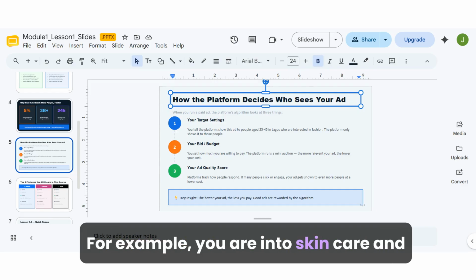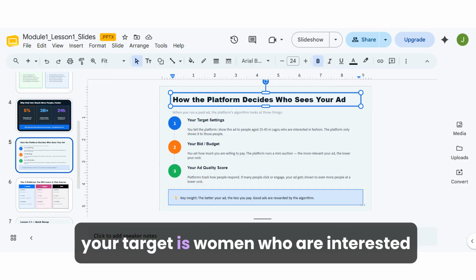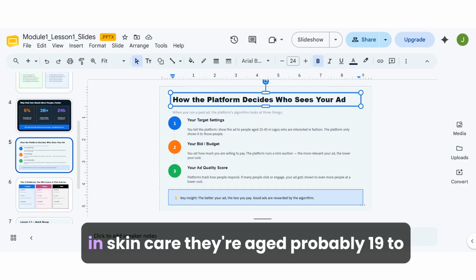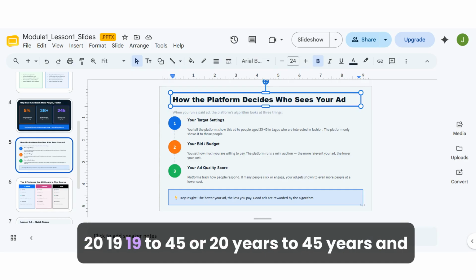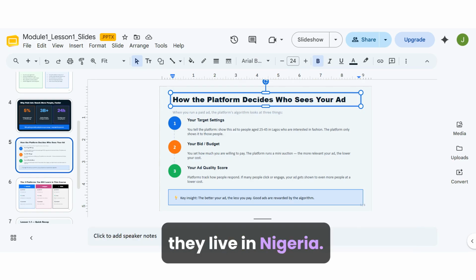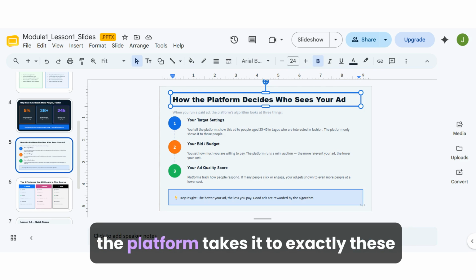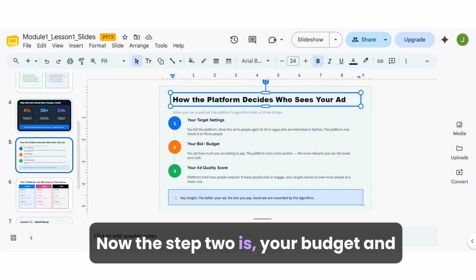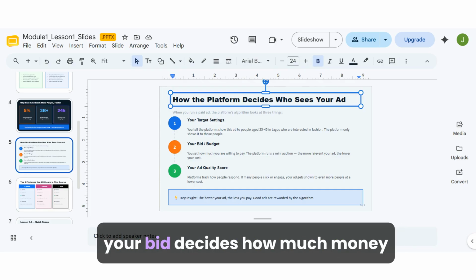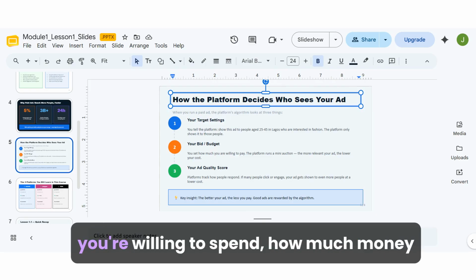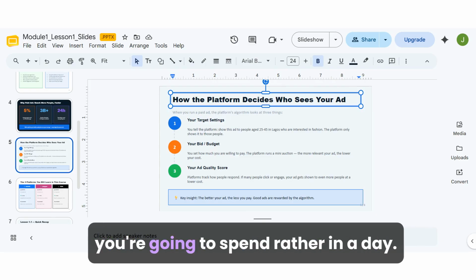For example, you are into skincare and your target is women who are interested in skincare. They are aged probably 19 to 45, or 20 years to 45 years, and they live in Nigeria. When you do this in your target setting, the platform takes it to exactly these people. Now, step two is your budget and your bid. It decides how much money you're going to spend in a day.